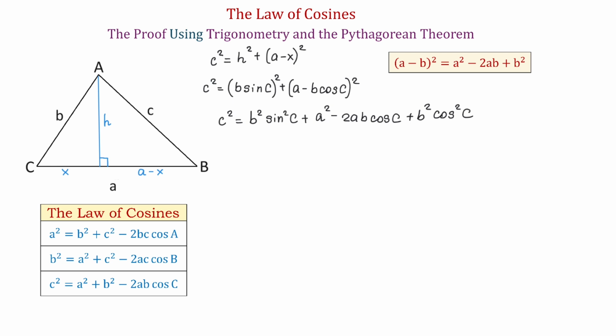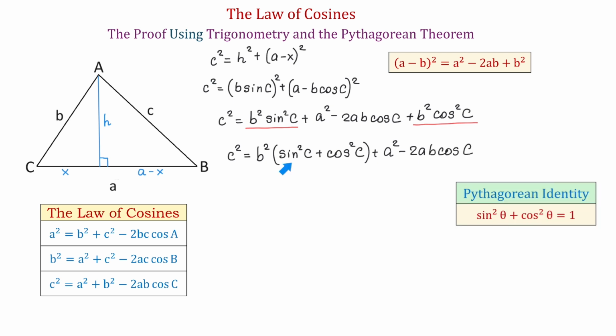In the next step, we will group together the first term and the last one. Notice that both these terms have b squared, and if we factor it out, inside the parentheses we will have sine squared of C plus cosine squared of C. So then we will write c squared equals, factor out b squared, and inside the parentheses have sine squared of C plus cosine squared of C, then bring down a squared minus 2ab cosine of C.